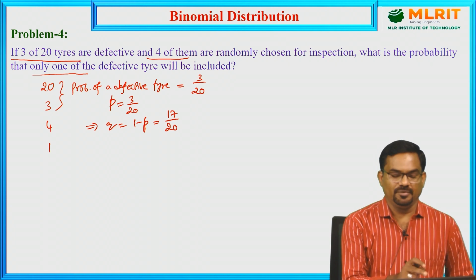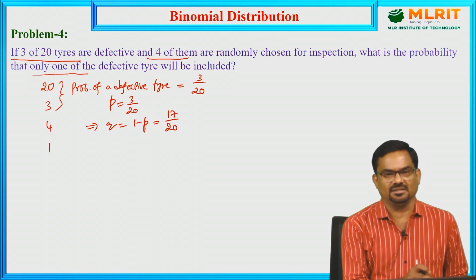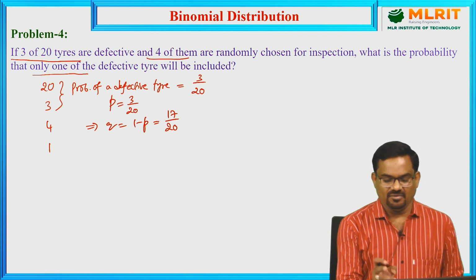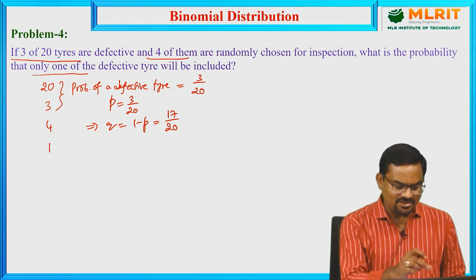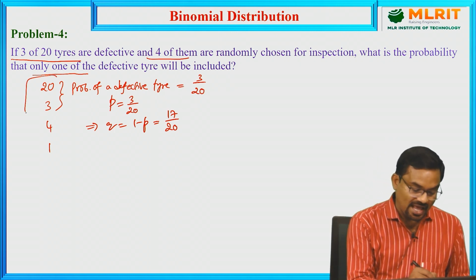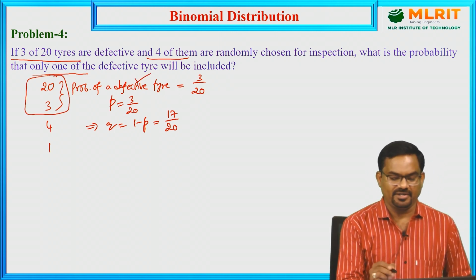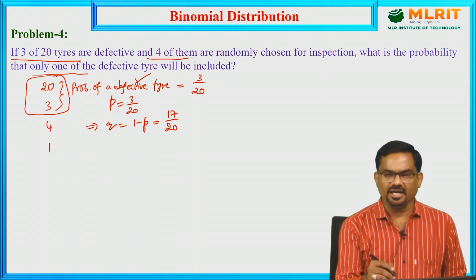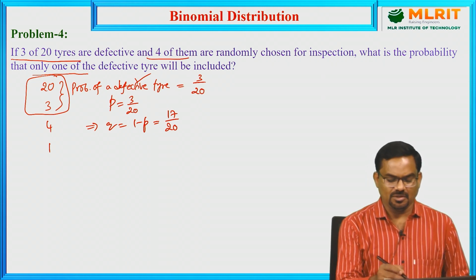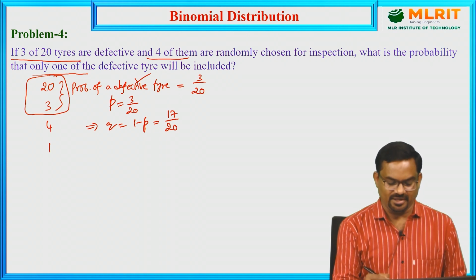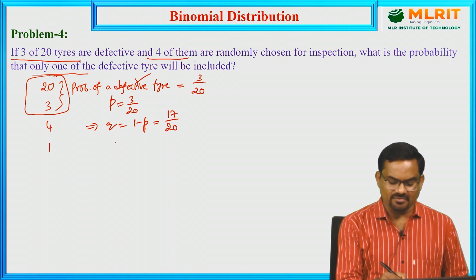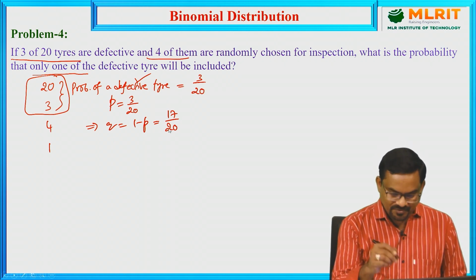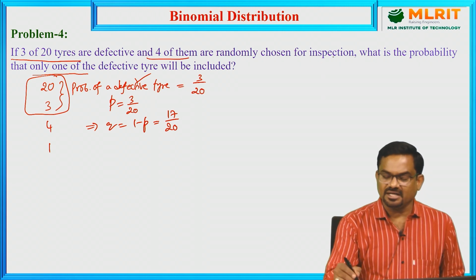So, if you consider this 20 as the number of trials n, you will get a different answer. This 20 is given to calculate the probability of a defective tire. Out of 20 tires, 3 tires are defective. So, the probability of a defective tire is 3 by 20, and hence we can calculate q also, 17 by 20.